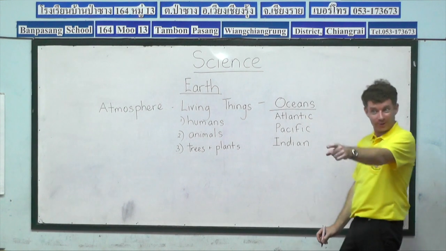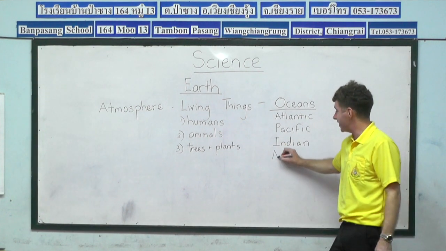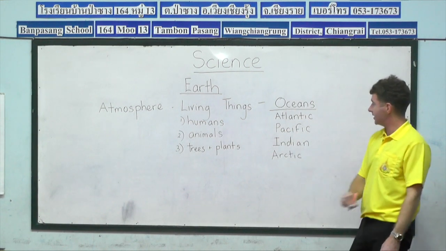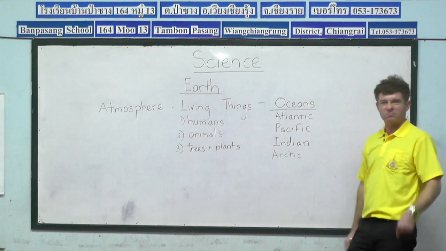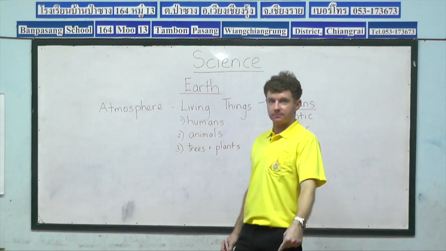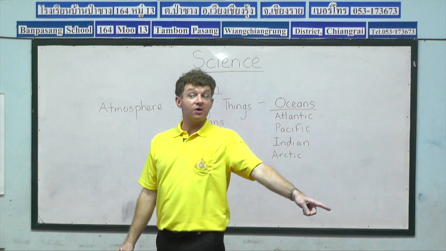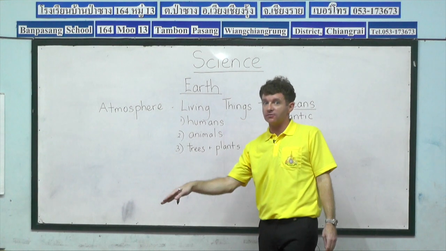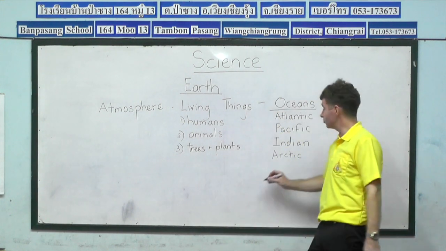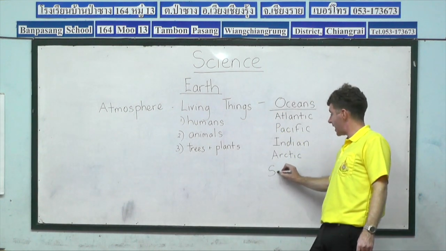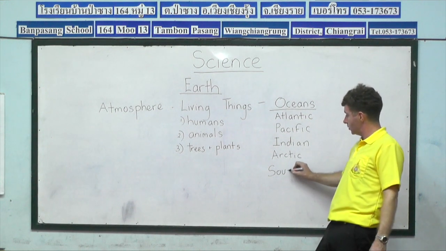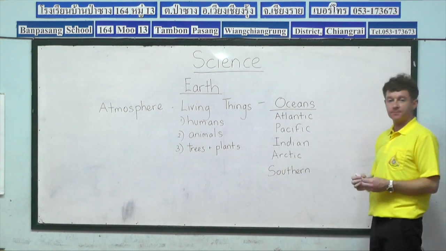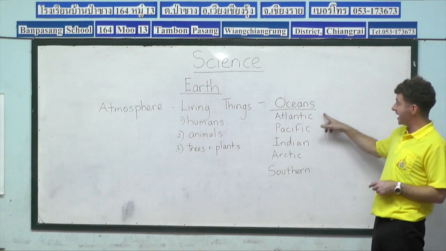And then the ocean at the very top of the planet where it's very cold. Arctic Ocean. A-R-C-T-I-C. And one more at the very bottom of the planet, Southern Ocean. Actually, it has two names. We can call it Antarctic Ocean or Southern Ocean. So let's go with Southern. S-O-U-T-H-E-R-N. So there's our five oceans, guys.